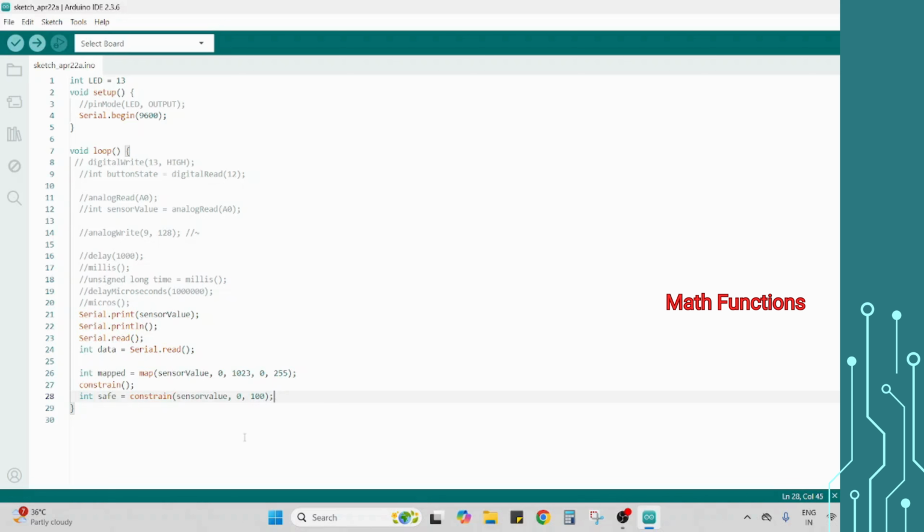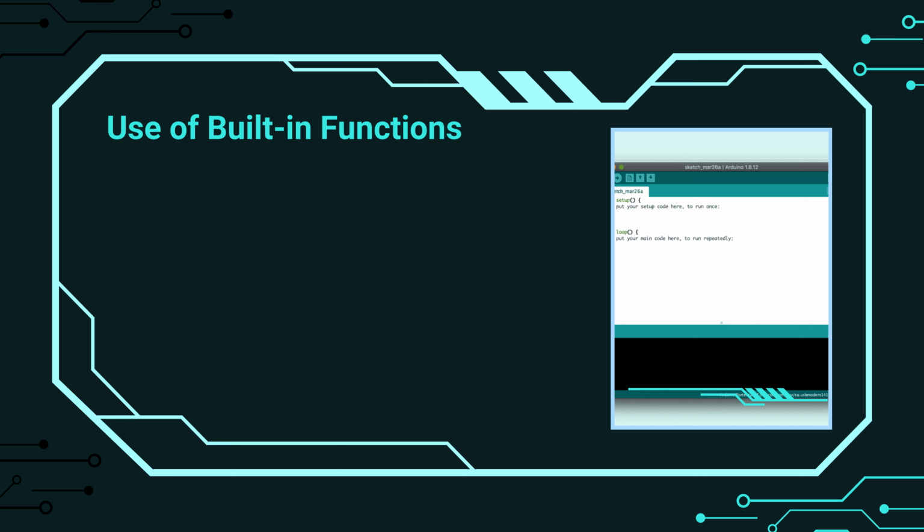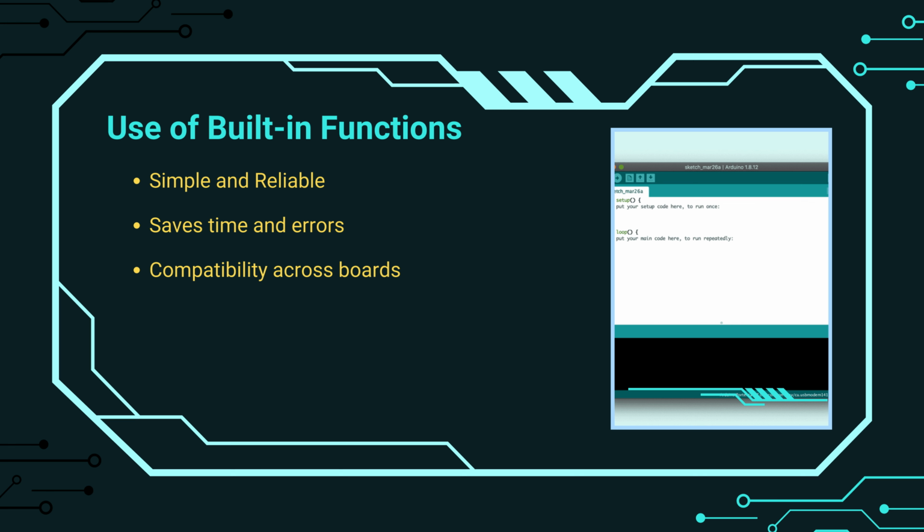And we also have some math library functions like abs, which is the absolute value, pow, which is for power, and sqrt, which is square root. They are like in standard math libraries. So why are these built-in functions useful? It's because they are simple and reliable. They save time and reduce the chance of errors.